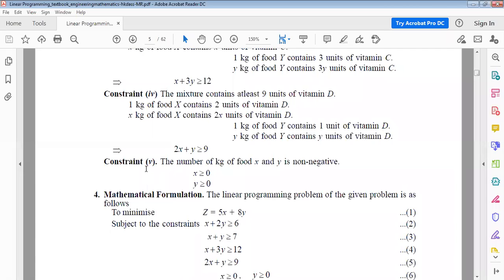Now another constraint, which is taking food of capital X and capital Y, can never be negative. That means X greater or equal to 0 and Y greater or equal to 0. This is called non-negativity restrictions.